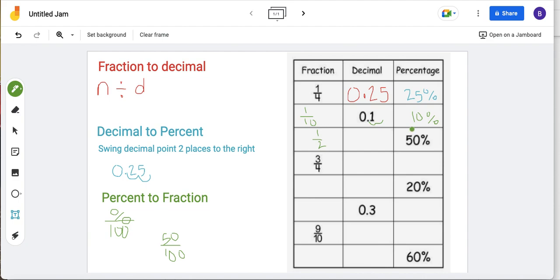Or to go from a percentage to a decimal, like in the third row, if we swing it 2 to the right because we multiply it by 100 to go from a decimal to a percentage, we would do the opposite and we'd swing it to the left or divide by 100. So if I move this to the left, it becomes 5/10.